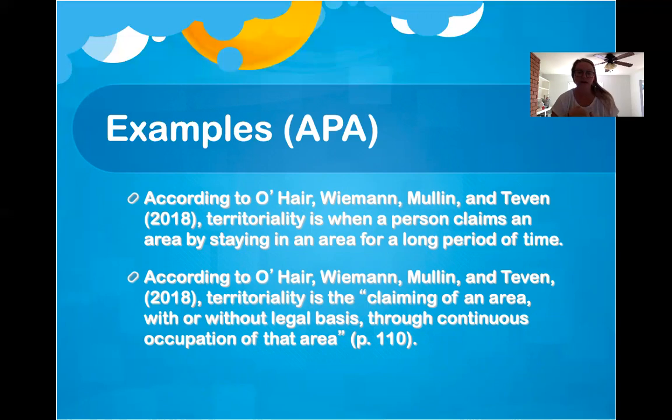Another way of incorporating a direct quote with the APA citation is saying something like, according to O'Hare, Weeman, Mullen, Tevin, 2018, territoriality is "the claiming of an area with or without legal basis through continuous occupation of that area," end quotation, parenthesis, page number 110, end parenthesis, and then period. So the period doesn't go after the word area, but it would go after the end of the parenthesis on the page number.